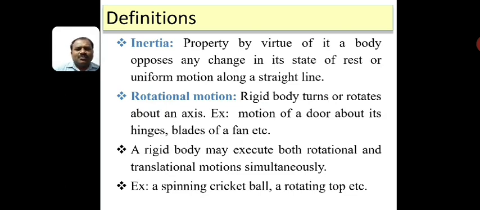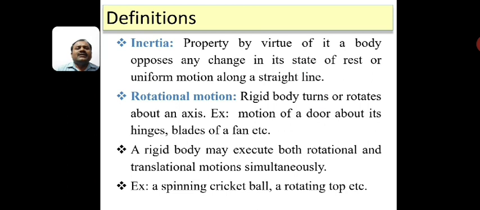So any translational motion is associated with an important concept known as inertia, the property by virtue of which a body opposes any change in its state of rest or uniform motion along a straight line is nothing but inertia. This is according to Newton's first law of motion. And if the mass is more, then inertia is also more. If the mass is less, then the opposition is less, therefore inertia is less.